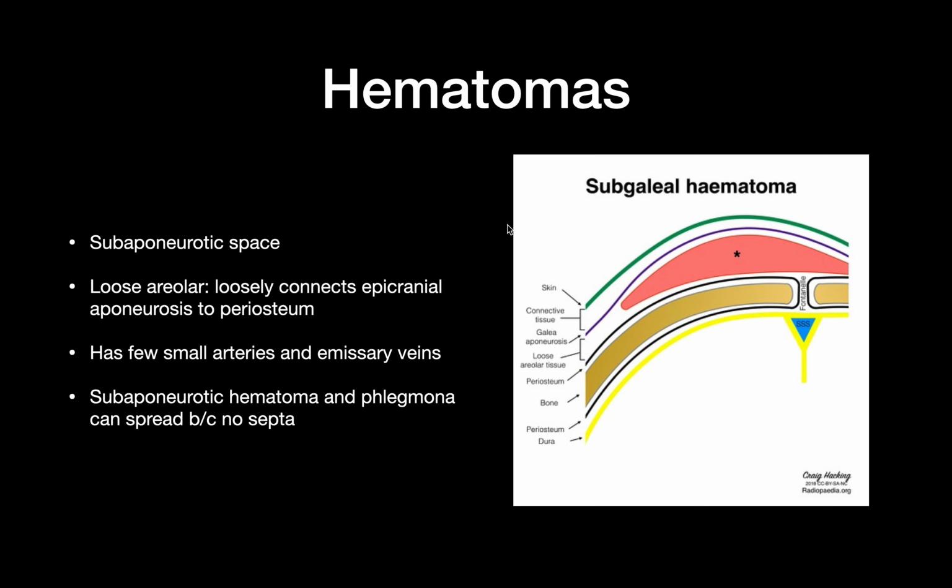The next type of hematoma is in the subaponeurotic space. In other places they call it the subgaleal. The loose areolar tissue in this layer loosely connects the epicranial aponeurosis to the periosteum, so it has very few small arteries and emissary veins. Since it's loosely connected, the hematoma and an infection called phlegmona can spread because there aren't any septa.